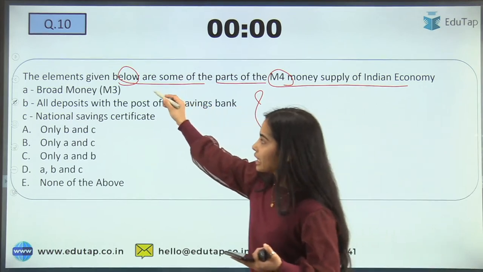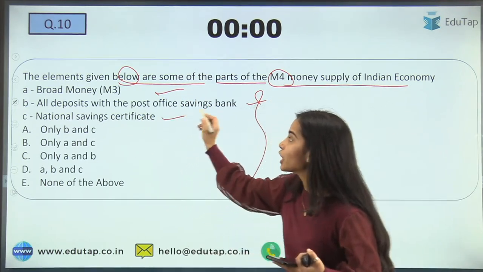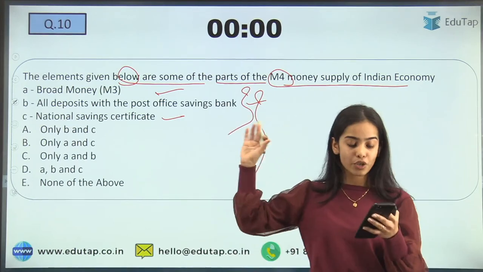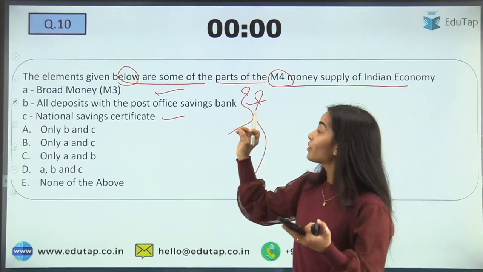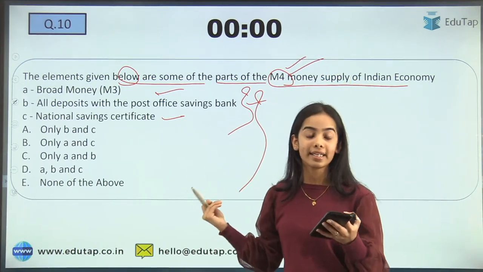Should it be broad money? Should it be all deposits with the post office savings bank, national savings certificate? Should it be the combination of three, or which of these is the right M4 money supply? So which of these should be the right answer?